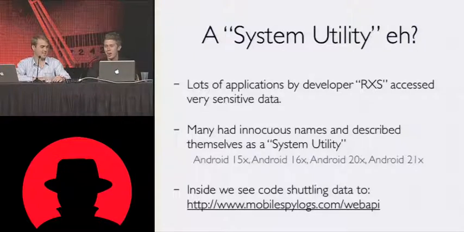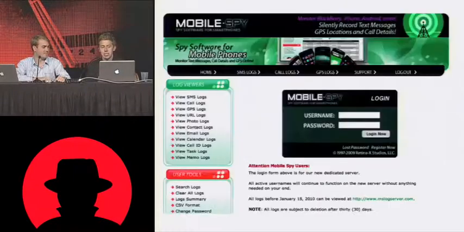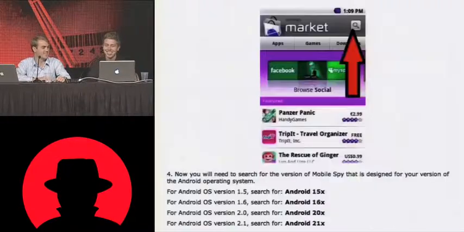So let's pull out our IDA disassembler and look at what we see. Ooh, that's interesting. Get SMS details, contact details, URL details, and call contents. Yikes. So what happens when we actually go look at what this site is? Oh boy, it's Mobile Spy. It's our good friend. It's a very popular mobile spy tool. And who are not our friends. Depends on whose side of the spying you are on.